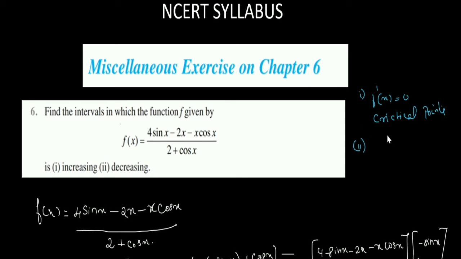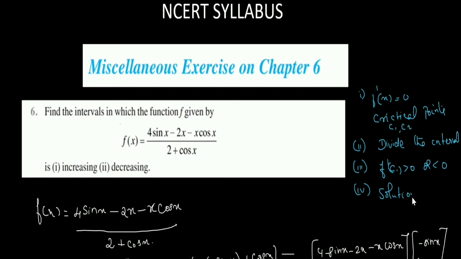Second step is we have to divide the interval. Third, suppose the critical points are c1, c2. We have to find whether f dash of c1 is greater than 0 or less than 0. Then we have to conclude. Then you write the solution. So these are the 4 steps involved in this.